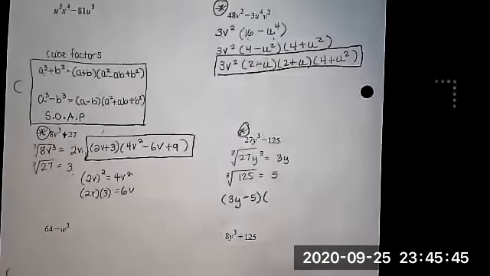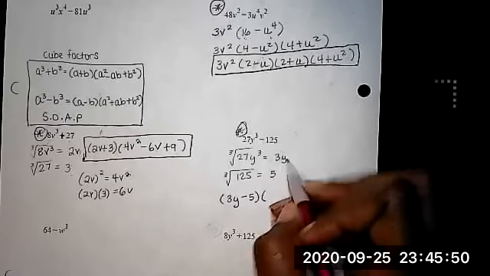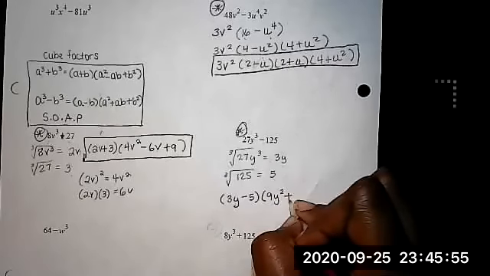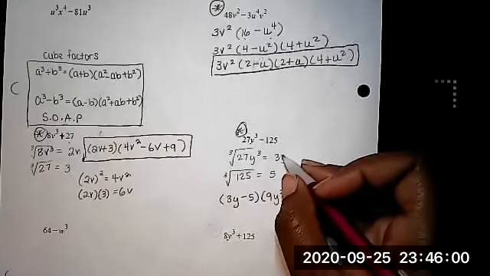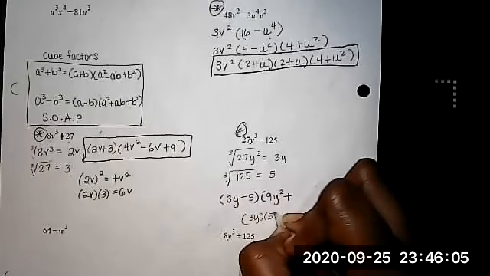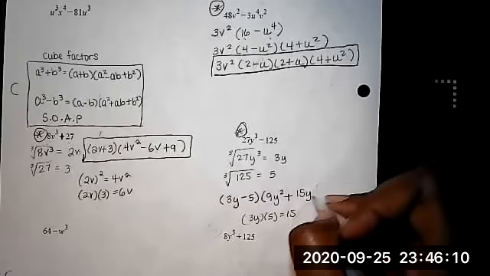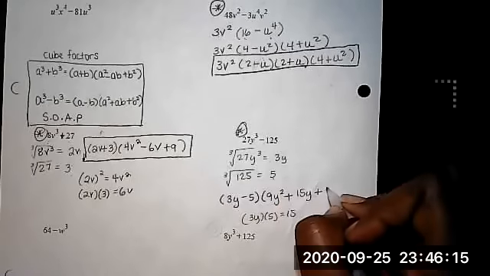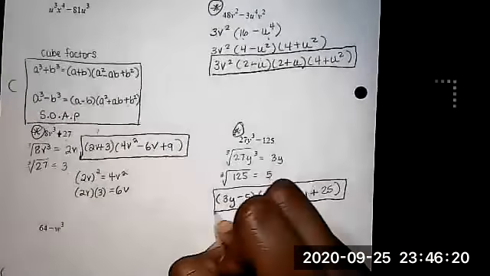And then your a squared is going to be 3y squared. So that'll be 3y times 3y, which is 9y squared. Plus, we're using this formula, a times b is 3y times 5, which is what? 15y. So this is plus 15y. And then plus, the last one's always positive, 5 squared, which is 25. So that is going to be our factor for our cube.